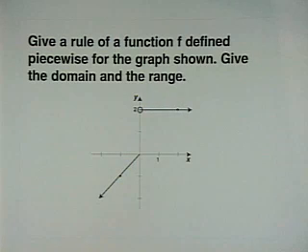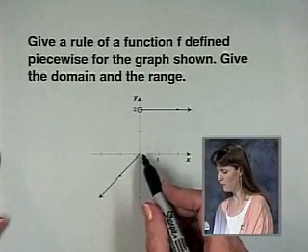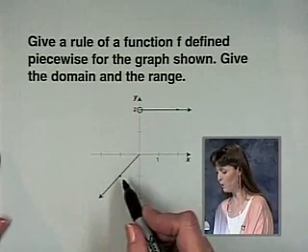We want to give a rule of a function f defined piecewise for the graph shown. We also want to give the domain and the range. Notice we have two pieces for this function. The first piece is in the third quadrant, going to the point -1, -1.